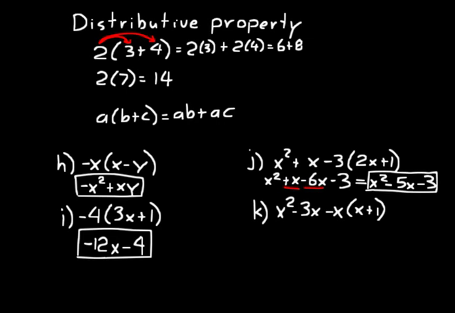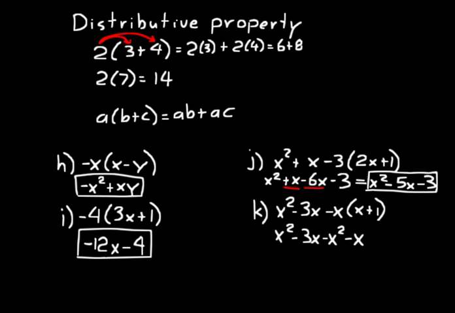Let's do one more. Again, we need to do our distributive property first before we do anything else. And we can't just add negative 3x and negative x together, because that negative x is a factor in negative x times x plus 1. So we need to do the distributive property first. That's why it's just always a good idea to get rid of your parentheses first in any of these problems so you don't get confused on what you're doing. X squared minus 3x minus x times x would be a minus x squared. And then minus x times 1 is just a minus x.